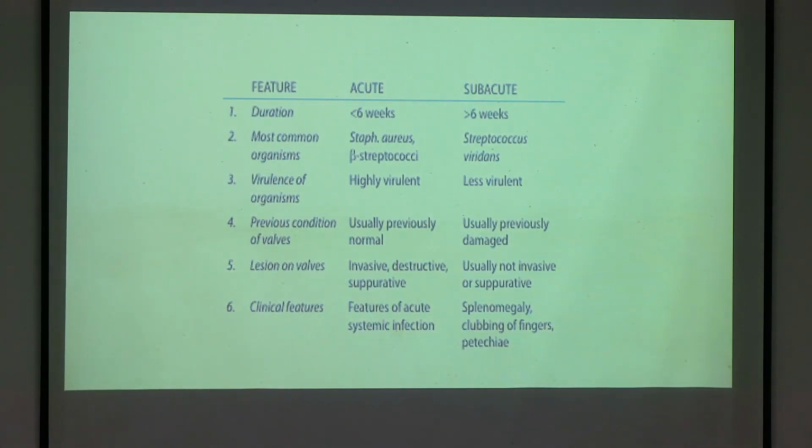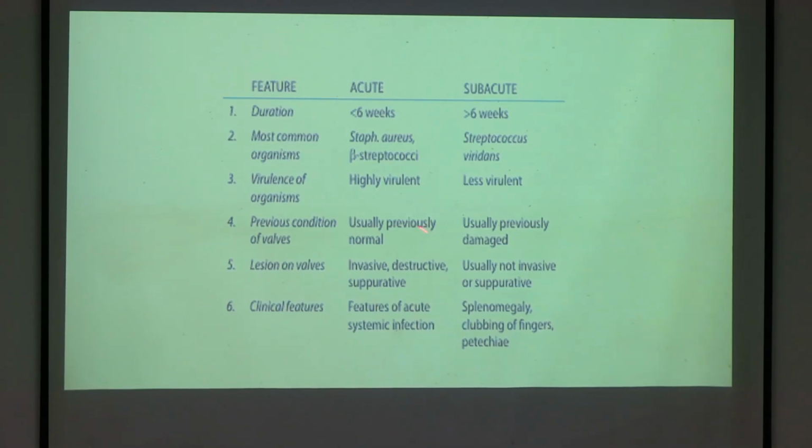So this is one distinguishing feature. Duration of acute will be less than 6 weeks. Subacute will be more than 6 weeks. Most common organism in acute will be staph; here in subacute it will be Streptococcus viridans. Then virulence of the organisms: in acute it will be highly virulent, and in subacute it will be less virulent.